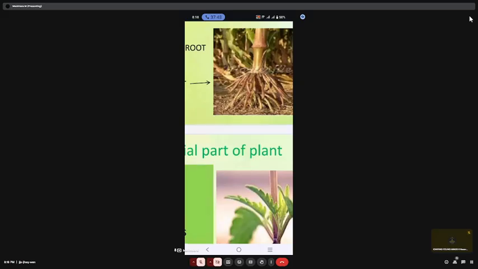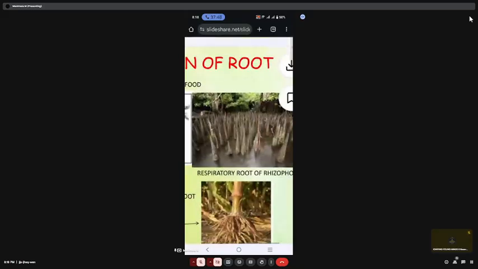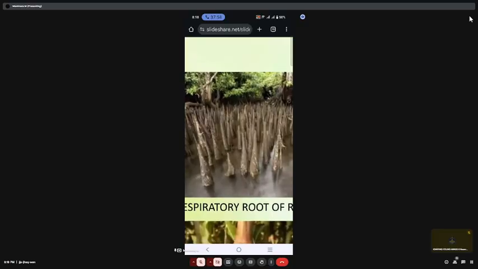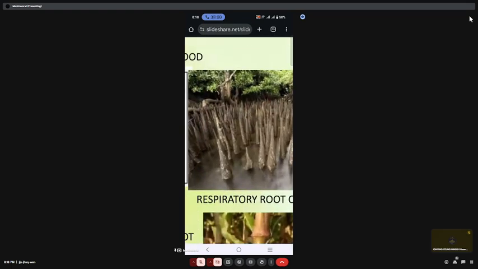And the next one is the respiratory root. This is also one of the modifications. Have you seen the respiratory root here, in the picture that was given? Respiratory root of rhizophora. Have you noticed it? Actually, we know roots grow under the soil. But in this plant, how is the respiratory root? What happened in this plant? It is also called breathing root or pneumatophores. Please make a note of it. Respiratory roots are also called breathing roots and pneumatophores.